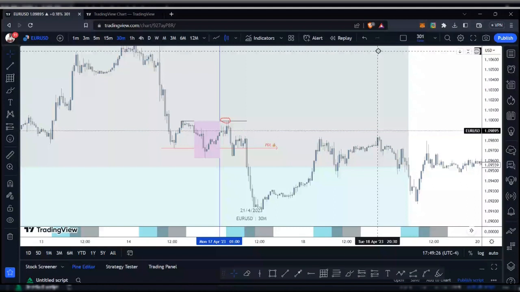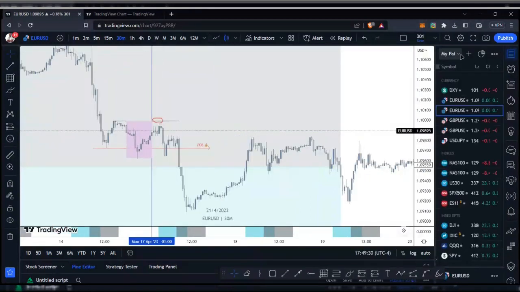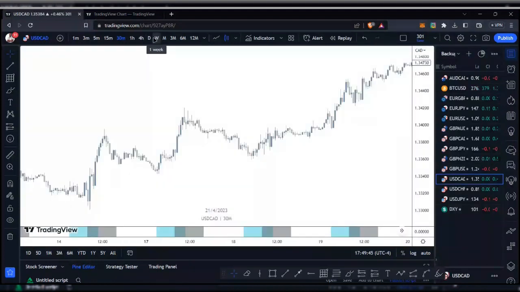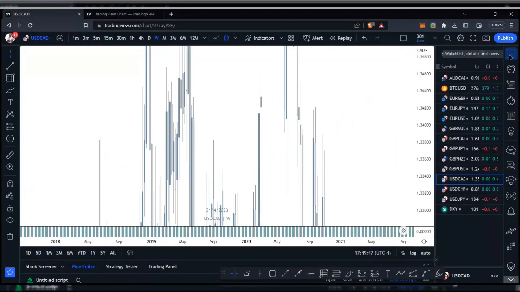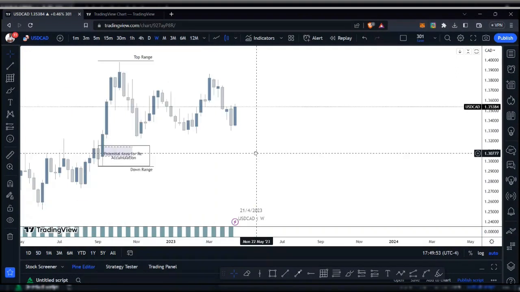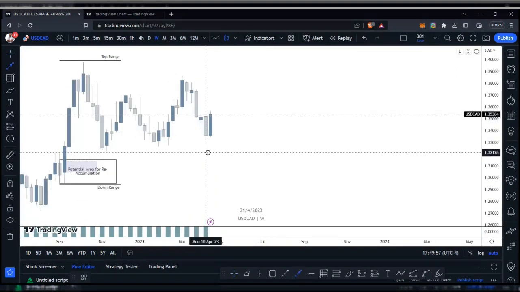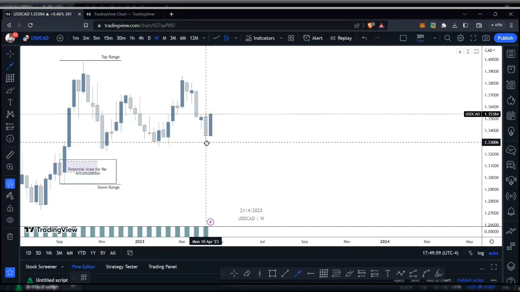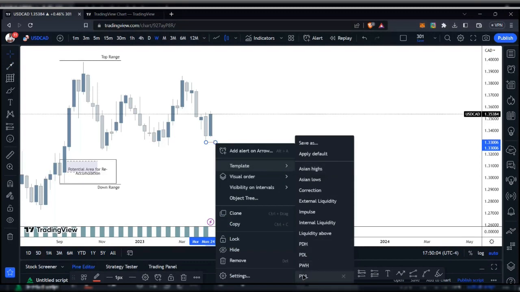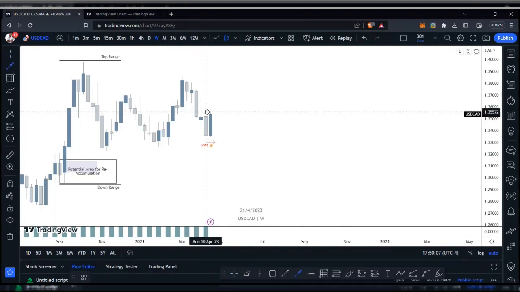Okay, so let's look at another chart. In fact, let's go to a chart that I don't do every day. Let's do USD CAD. I've not checked USD CAD in a while. So USD CAD, starting from the weekly, this was the previous week's low, and this was the previous week's high.